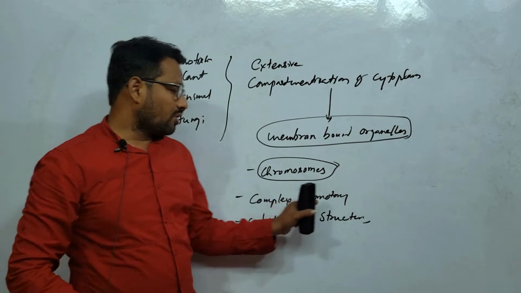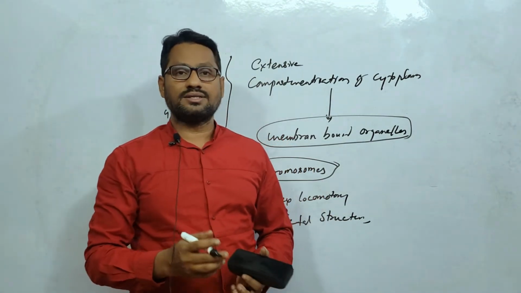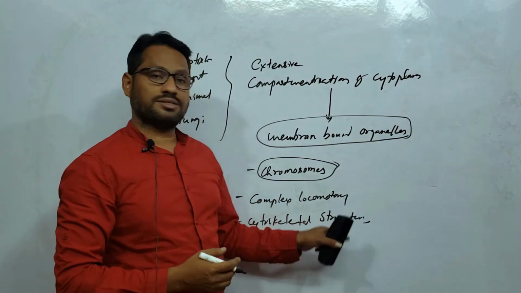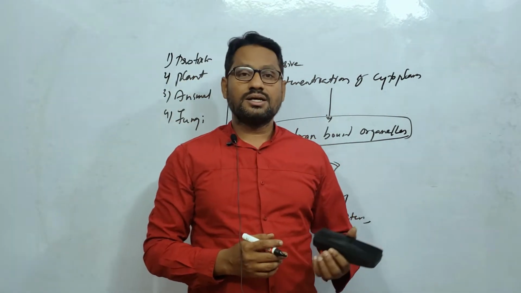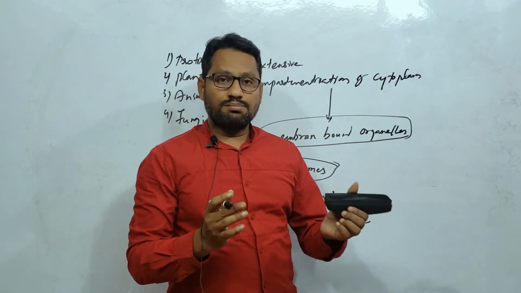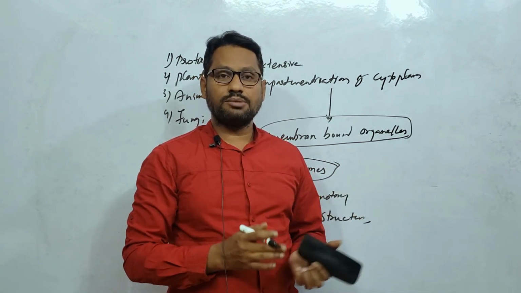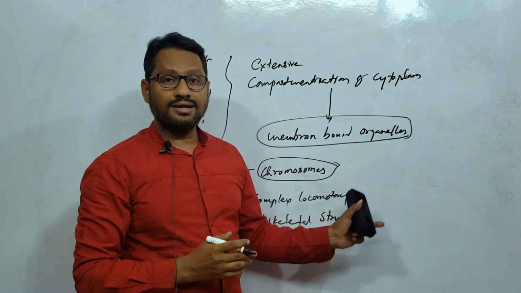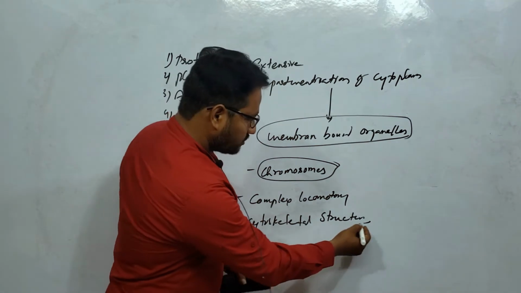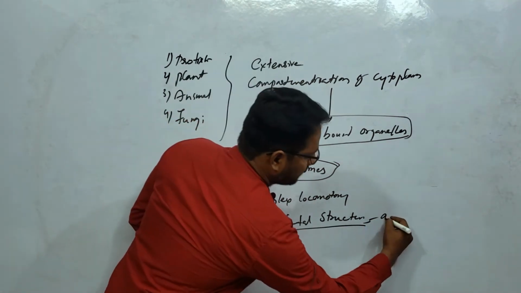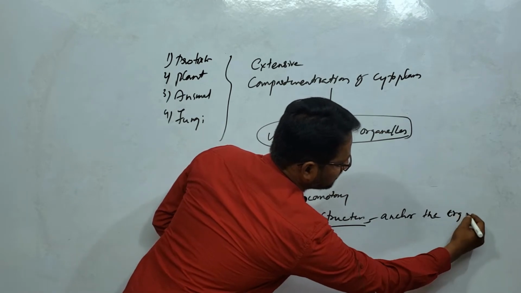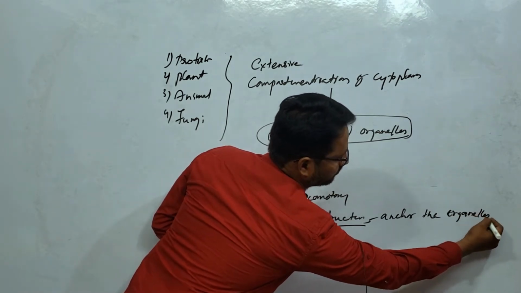What are these two? Complex locomotory means, for example, cilia and flagella, which help in cell movement. Cytoskeletal structures means microfilaments, microtubules and so on, which maintain the shape of the cell, and also anchor the organelles inside the cell. So, cytoskeletal structures anchor the organelles. Organelles means membrane bound organelles.